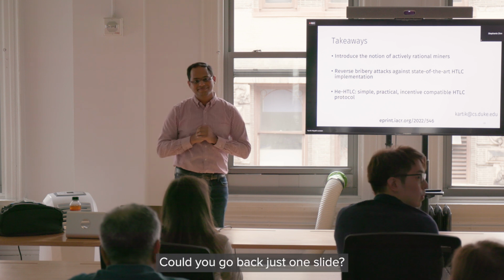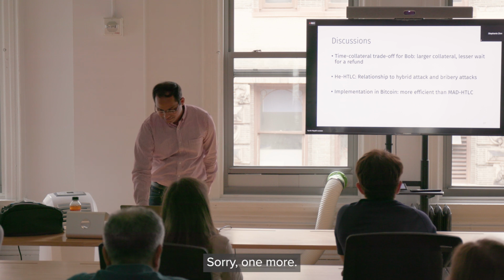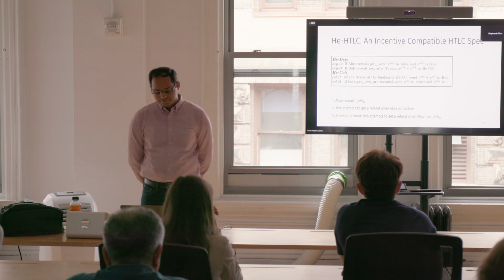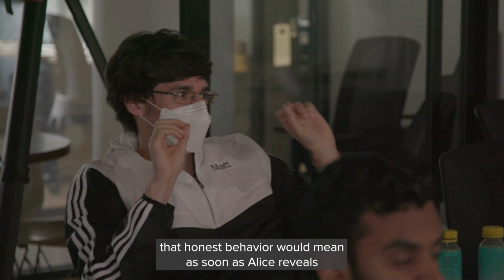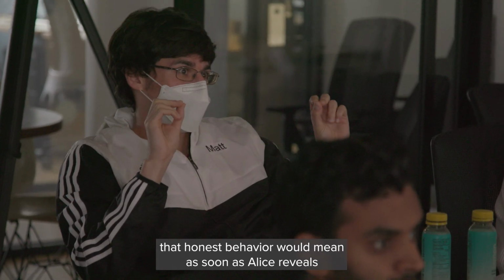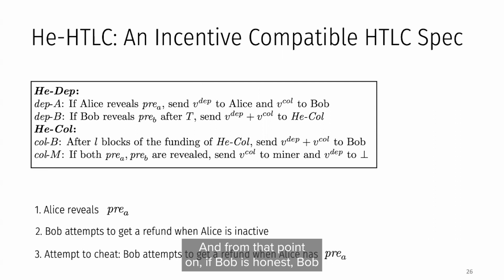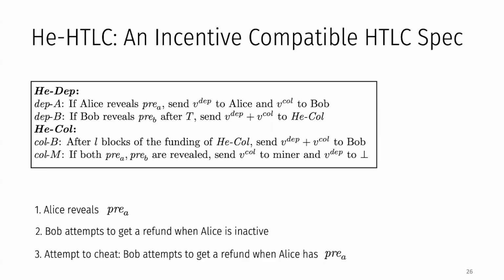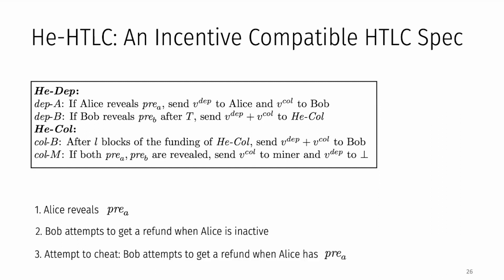Questions? Go ahead. Could you go back to just one slide? Oh, sorry, one more. With the protocol on it. So just to confirm, the idea is that honest behavior would mean as soon as Alice reveals pre-A, Bob knows that it's been revealed because Bob can see the mempool. Yes. And from that point on, if Bob is honest, Bob knows that he's in trouble if he reveals pre-B, and so he will just wait for pre-A to be eventually included in the chain. Yes, even though he already knows it. Yes. Okay.